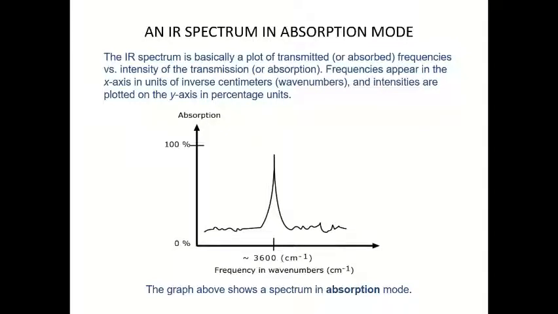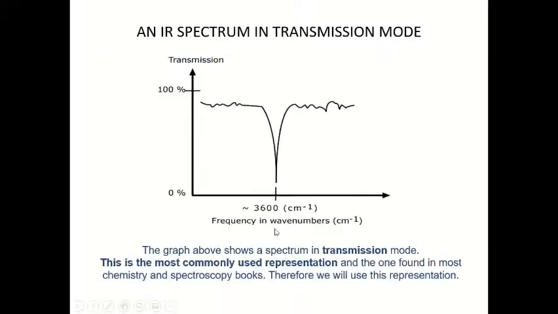You can see here an example of an IR spectrum in an absorption mode. In this case, the IR spectrum is basically a plot of transmitted or absorbed frequency versus the intensity of the transition or the absorption. The frequencies will appear on the x-axis in units of inverse centimeter, and the intensities are plotted on the y-axis in percent units, right? This is an absorption mode, and this is a transmission mode.